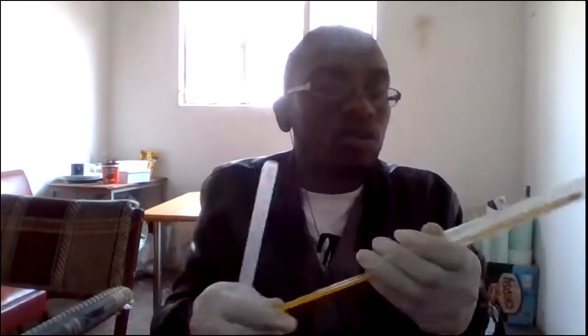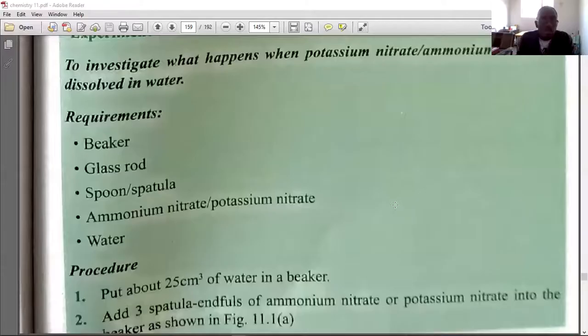So basically that is how you can differentiate an endothermic and an exothermic reaction practically. When the temperature increases, that is an exothermic reaction. When the temperature decreases, that is an endothermic reaction. When you feel warm in the palms, that is an exothermic reaction. When you feel cold, that is an endothermic reaction. Basically, that is what these experiments we're looking at are all about.